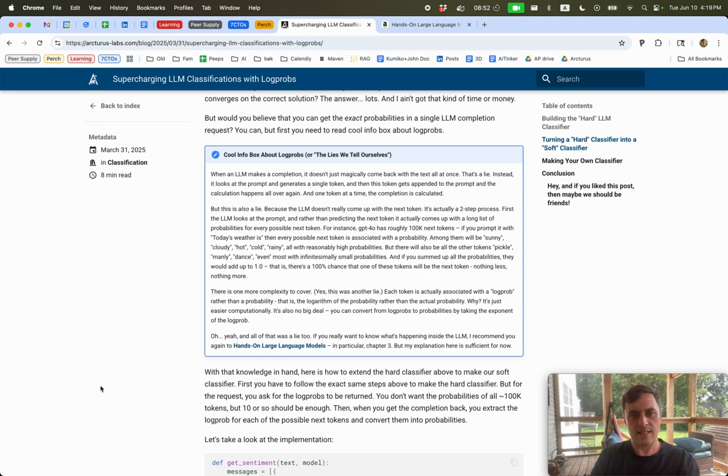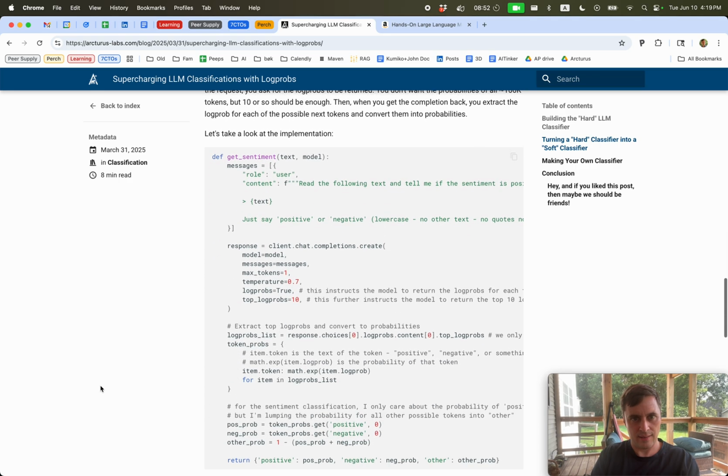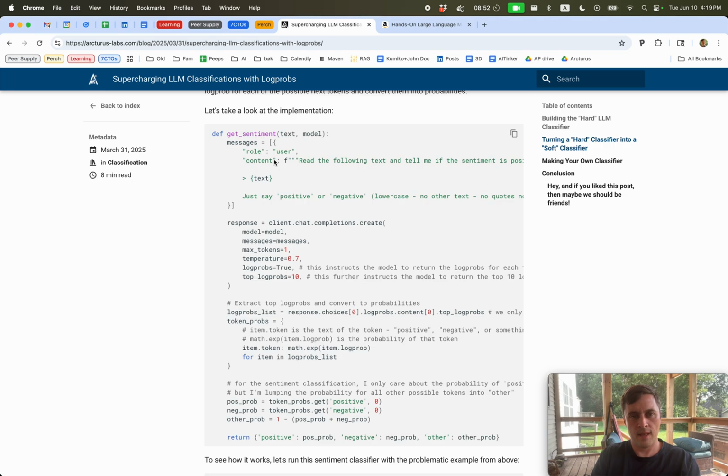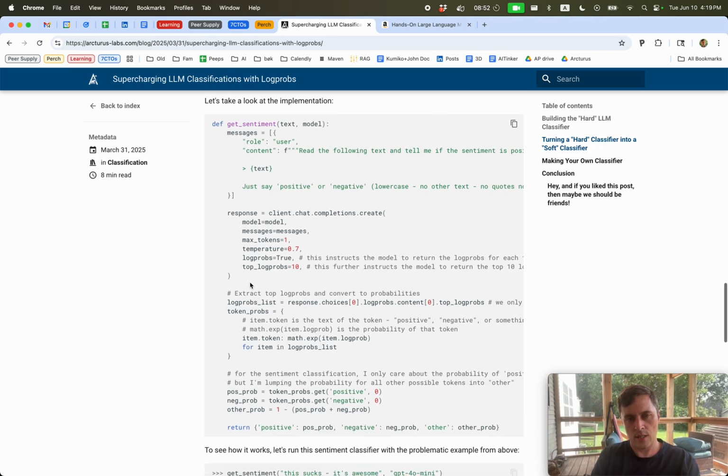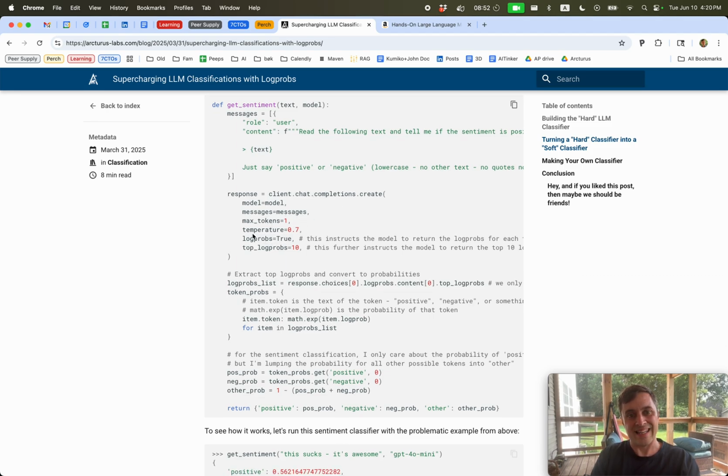So let's take our hard sentiment classifier and make it soft. I'll use the same starting point, same message, same response, same completion request, except that with this OpenAI model, I've turned on logprobs, and I've said grab the first 10 logprobs. What this means is it's going to generate, look here, one token. I'm only generating one token, but for that token, it's also going to show me all the second place, third place, up to 10th place tokens, and it will show me the logprobs associated with those.